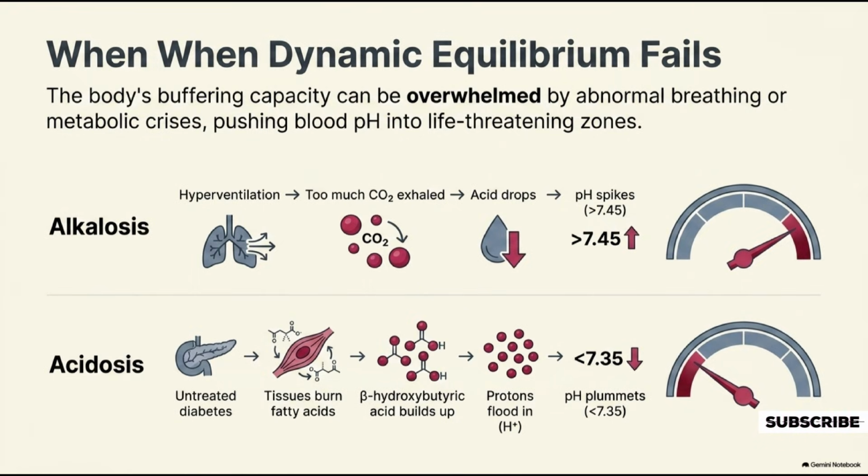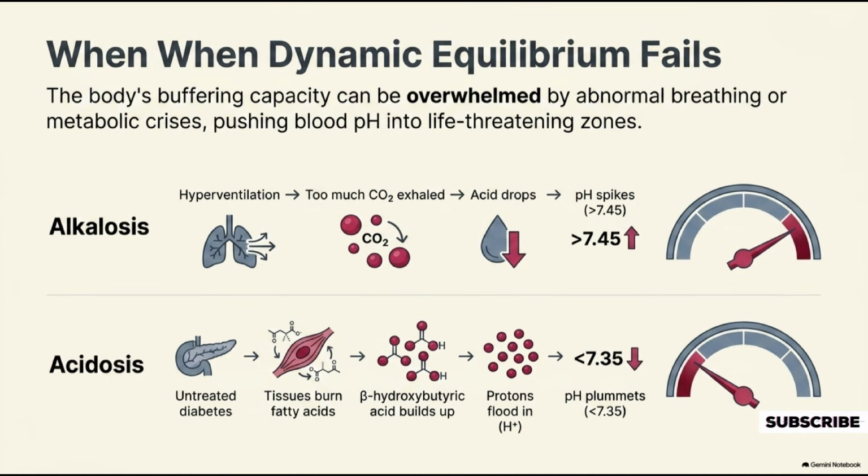However, if an individual hyperventilates due to stress, they breathe out too much carbon dioxide, which raises the blood pH to 7.4 or higher, causing alkalosis. Conversely, several clinical conditions can result in acidosis.